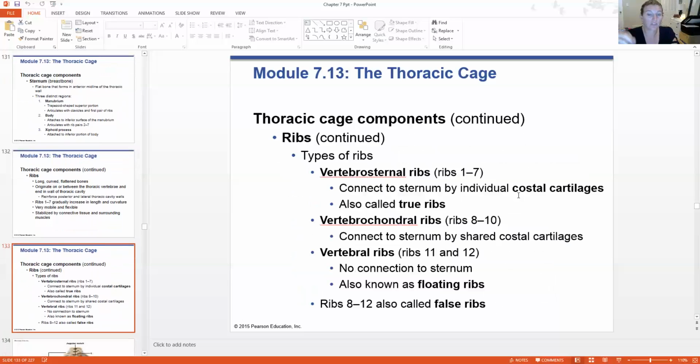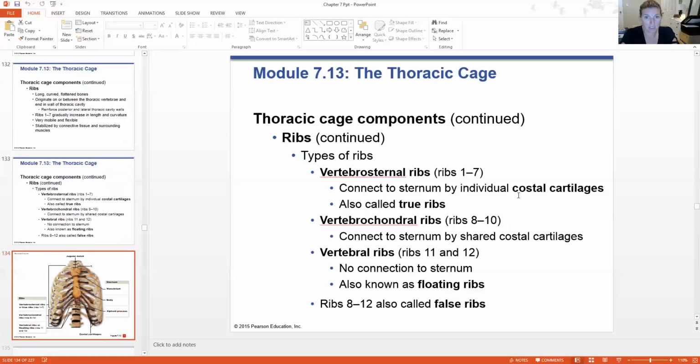There are several types of ribs. There's vertebrosternal ribs, which are ribs 1 through 7, which are true ribs. They connect directly through to our sternum through costal cartilage. Then you have vertebrochondral ribs. These are the ones that have shared cartilage. And then our floating ribs or vertebral ribs, these are ribs 11 and 12, and these are not directly connected to anything. The vertebrochondral ribs and vertebral ribs are also sometimes called false ribs, or 11 and 12 specifically are called floating ribs because they're not attached at all.